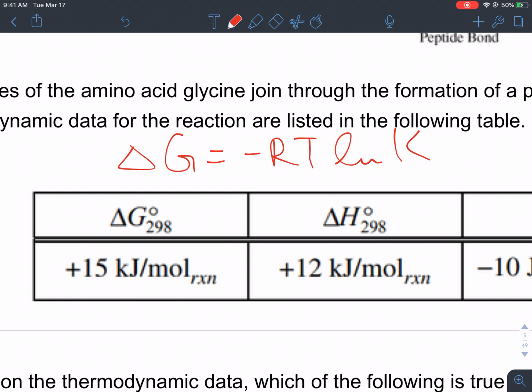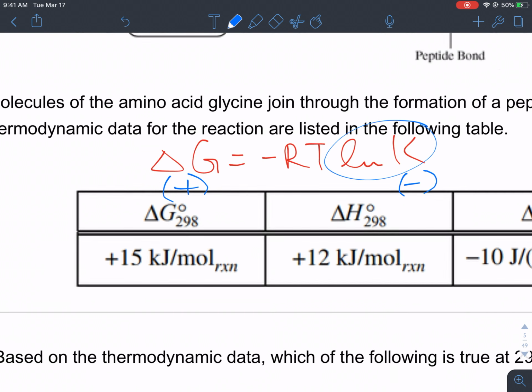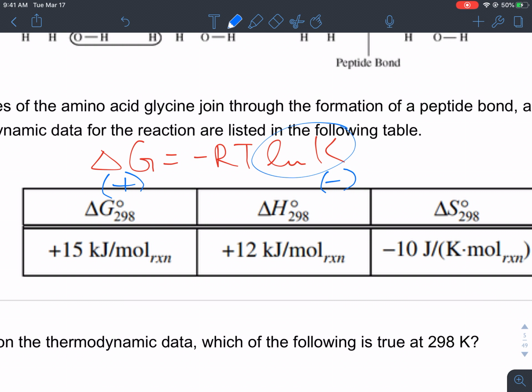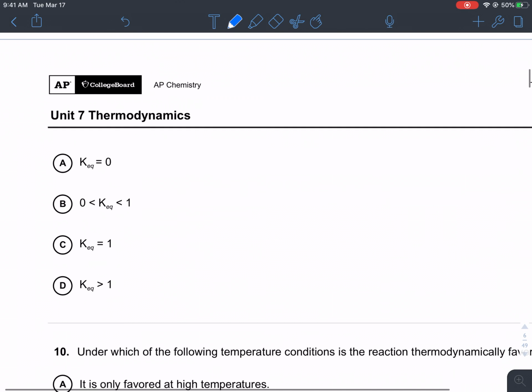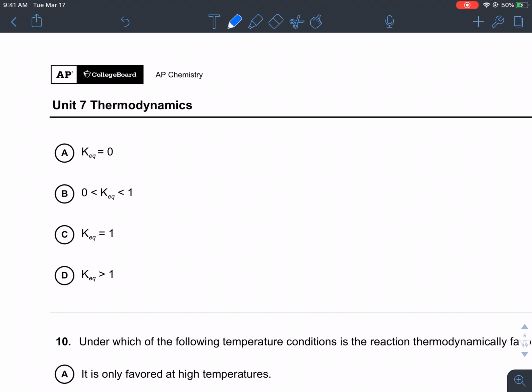So it tells us that your delta G is positive. It is not thermodynamically favorable. If it is not thermodynamically favorable, then I got news for you. Your ln K is negative. How is your ln K negative? Because then that means your K is less than 1. So I was looking for K is less than 1. And so your K is less than 1, but it's not negative. It's not less than 0.